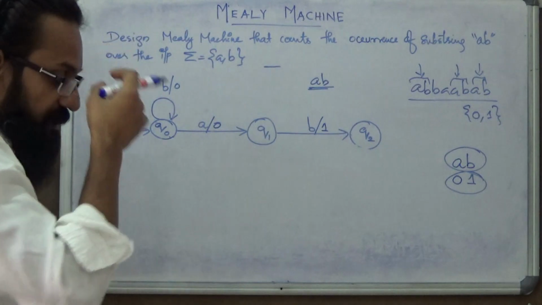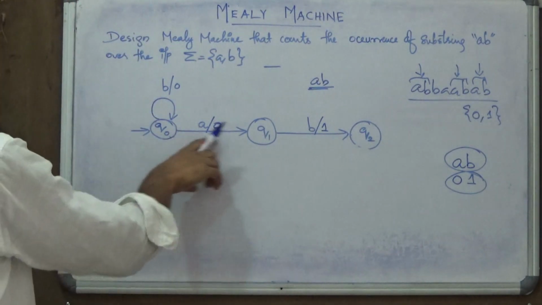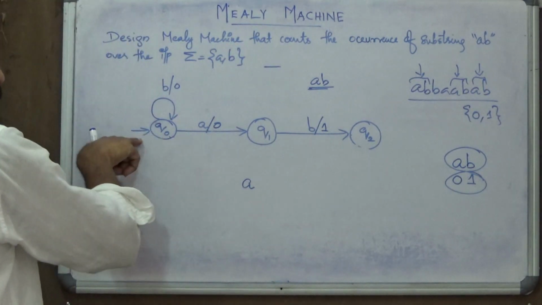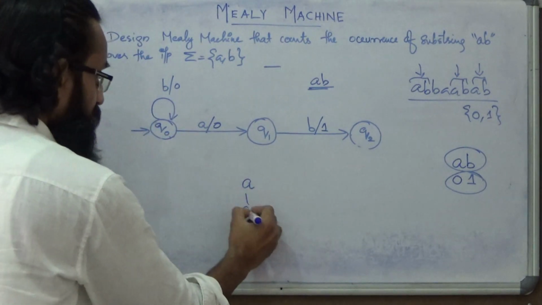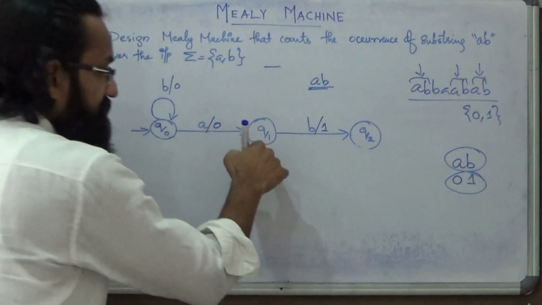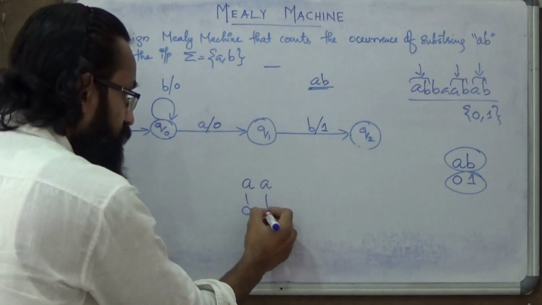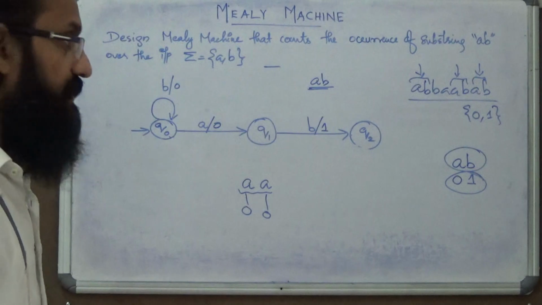So identify the minimal string required to reach Q1 from Q0. The minimal string required is A. By consuming A, the model will reach Q1 from Q0 and the output generated will be 0. Now you are going to apply A transition to state Q1. So here also the expected output is 0 because so far it has not consumed any substring AB.